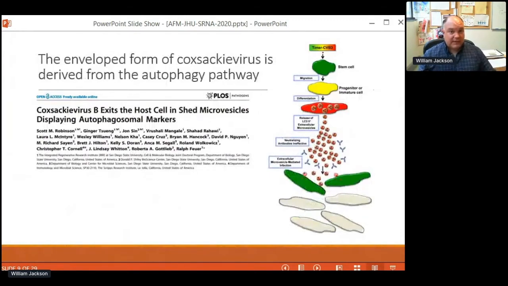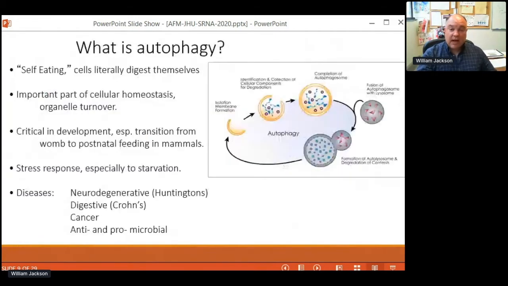Now, I'm going to explain autophagy to you in a minute, but I can tell you that this got us very excited because double membrane vesicles are the hallmark of the autophagy pathway. So we thought maybe our pathway has something to do with this enveloped form of the viruses we were seeing. So what is autophagy? For those of you who haven't heard of autophagy before, this is a process of literally self-eating. Cells are digesting themselves, and it's an important part of how cells maintain their homeostasis.